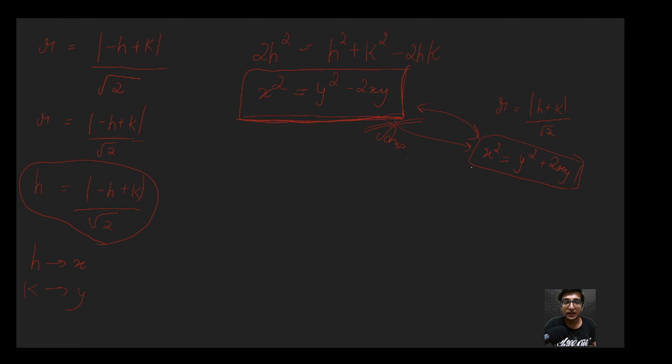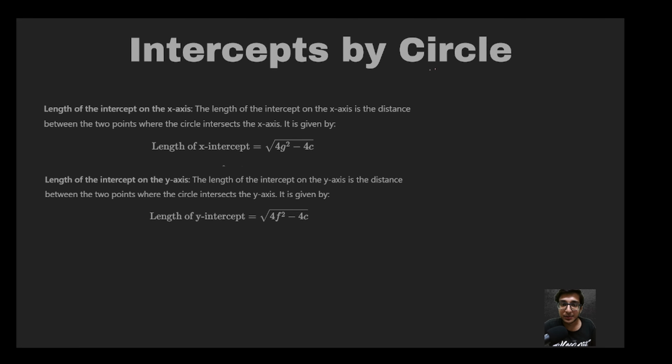So this is how generally you find out the locus. Let us now look at another concept in circles, intercepts made by a circle. Of course I've told you a bit about the intercepts. Let's say there is a circle.